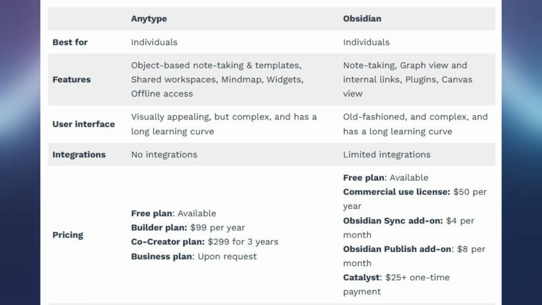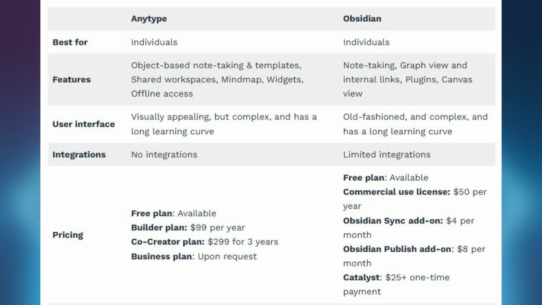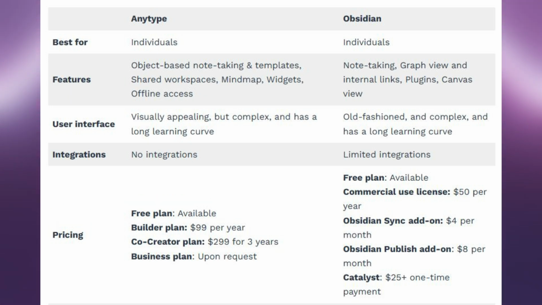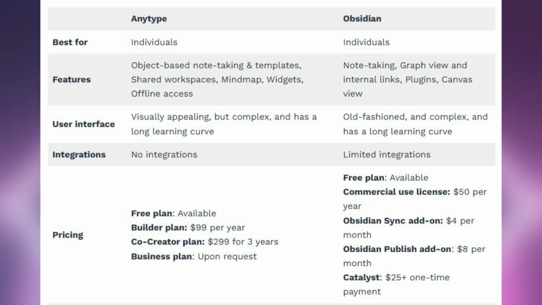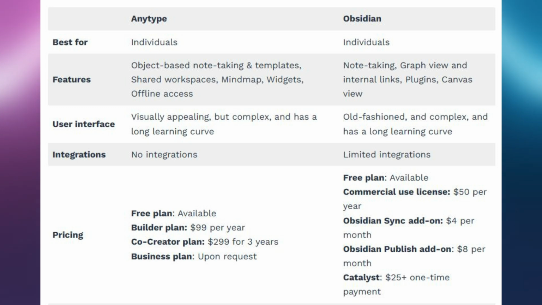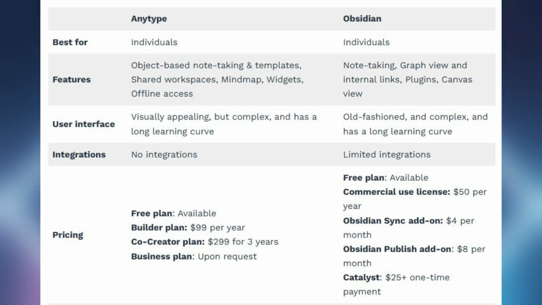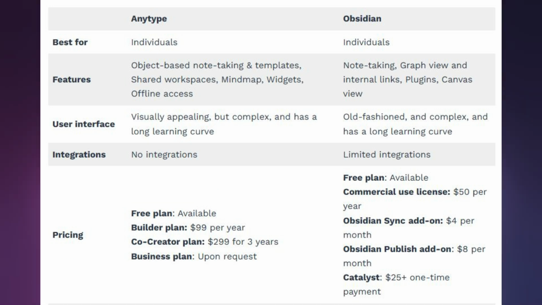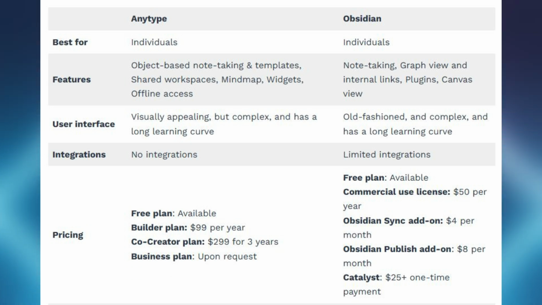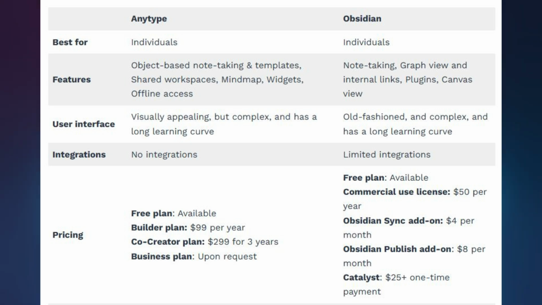In terms of the pricing, Anytype contains a free plan, a builder plan for $99 per year, a co-creator plan for $299 for 3 years, and a business plan upon request, while Obsidian also contains a free plan, a commercial use license of $50 per year, Obsidian Sync add-on, $4 per month, Obsidian Publish add-on, $8 per month, and Catalyst for $25 plus one-time payment.